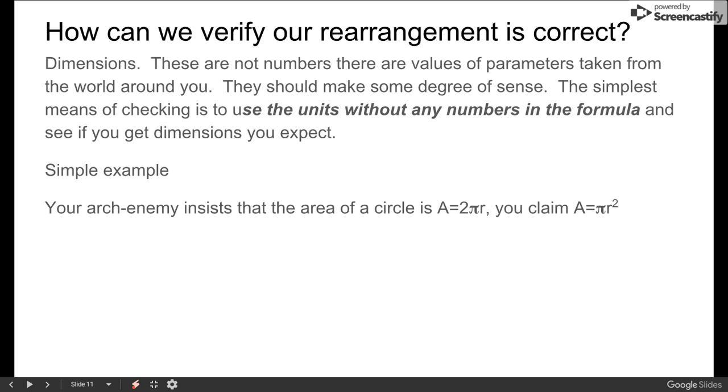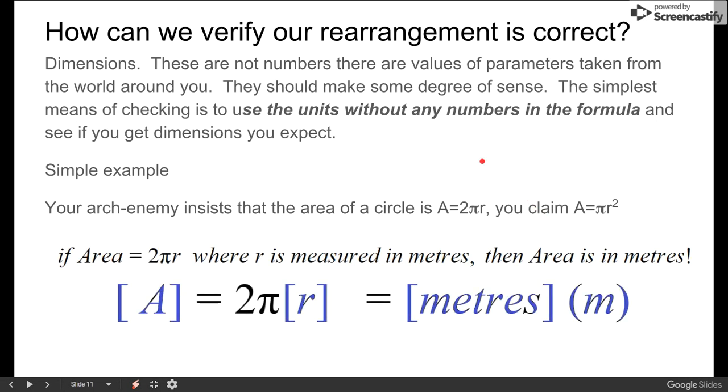So a simple example, your archenemy, because I'm tired of them being friends, insists that the area of a circle is 2 pi r. You claim that the area of the circle is pi r squared. What's the solution? Obviously a physics knife fight. But since we're not allowed knives anymore, we have to solve this logically. So you take your archenemy and tell him to write down his formula.